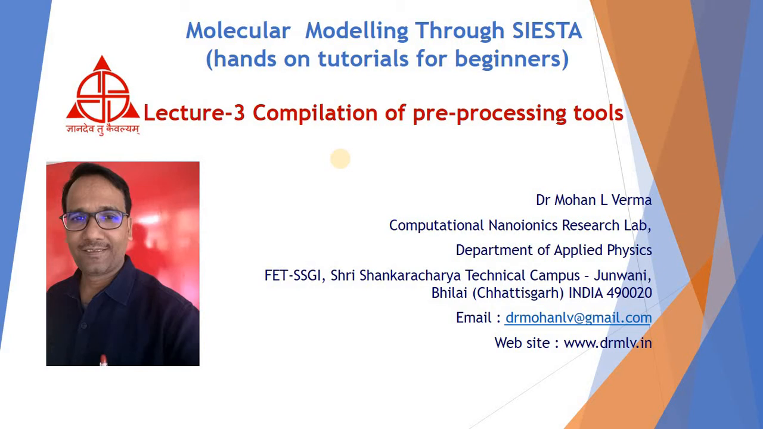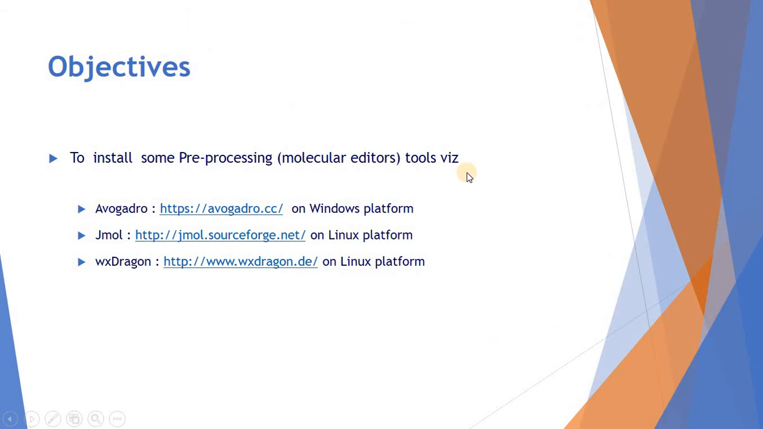The title of this lecture is Compilation of some pre-processing tools. Before using Siesta, we will have to use some pre-processing tools to find the coordinates of material. So, the objective of this tutorial is to install some pre-processing tools. Mainly, we are installing Avogadro. I will install this Avogadro on Windows platform. If interested, one can use this Avogadro on Linux platform also. But in Avogadro, I think this is working good.